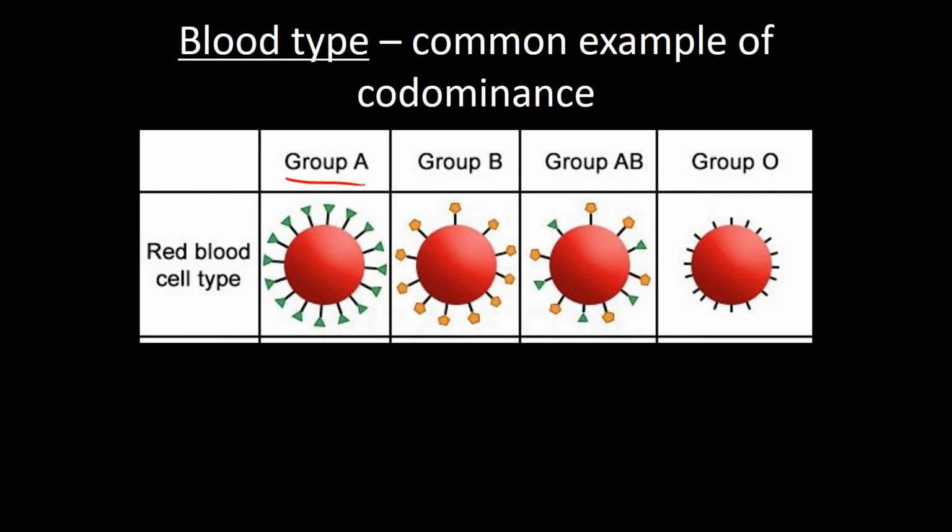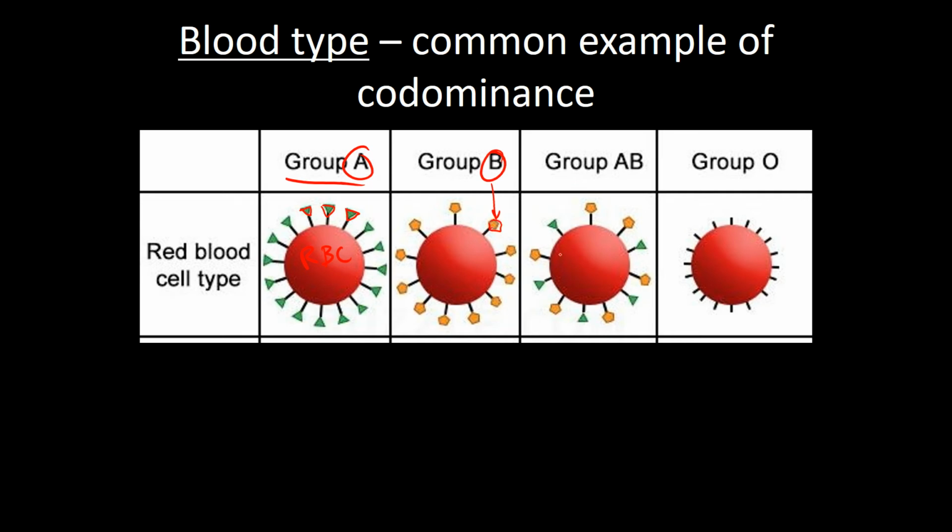So if this is group A, it means type A. What it means to have a certain kind of blood is that you have a certain type of protein on the surface of your red blood cells. In this case, we have these little green triangle proteins, and that would be the A type protein. If you are type B blood, then you have this certain kind of protein on the surface of the red blood cells.